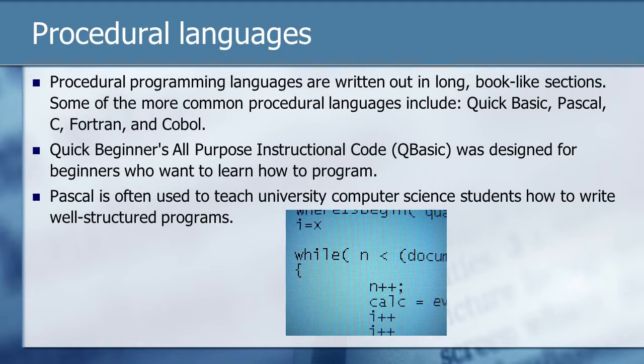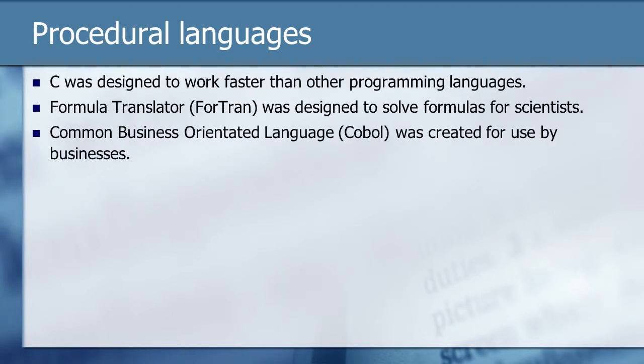Pascal is a bit older, and it was often used to teach computer science students in university how to write well-structured programs. Some other procedural languages include C, which was designed to work faster than other programming languages, Fortran, which is an older one, used to solve particular formulas for scientists, and COBOL, Common Business Oriented Language, which was created for use by business.